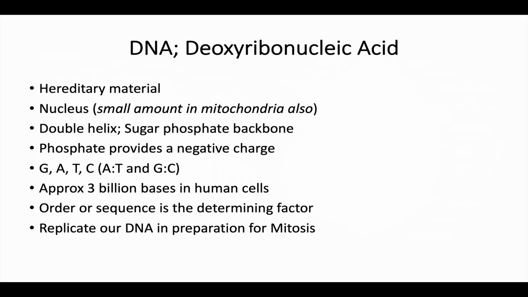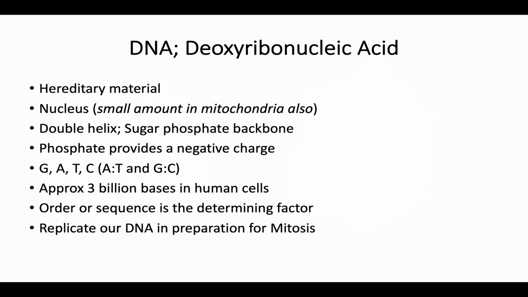If we think of DNA, we already know it's hereditary material. We know it lives in the nucleus, the genomic aspect. We know there's actually a small amount in your mitochondria as well. It's a double helix with a sugar phosphate backbone, and that phosphate gives the DNA a negative charge, something we're going to meet in a future practical session.